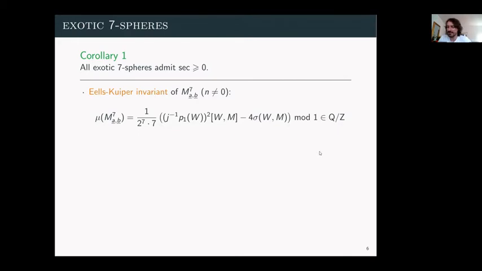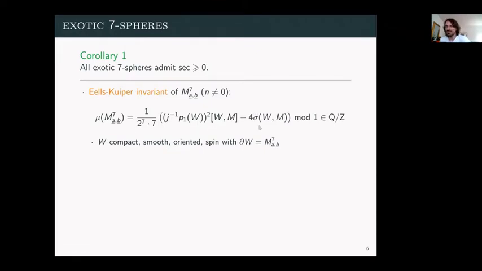From now on, I should say that we're assuming that n is not equal to 0, meaning that H4 is always going to be a torsion group for us. Before I try to explain the definition of the Kuiper invariant, I just want to say that the W that appears there is some 8-dimensional compact smooth oriented spin manifold whose boundary is M7. So it's a coboundary of the manifold M.